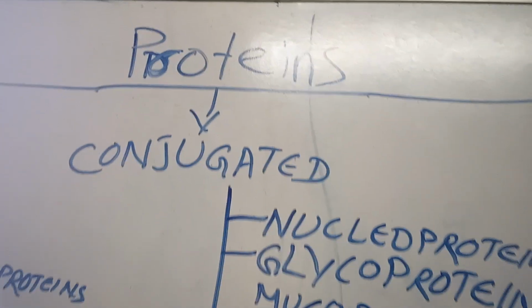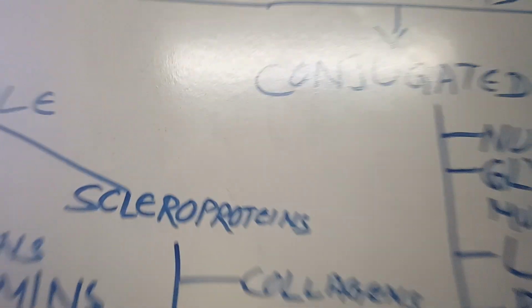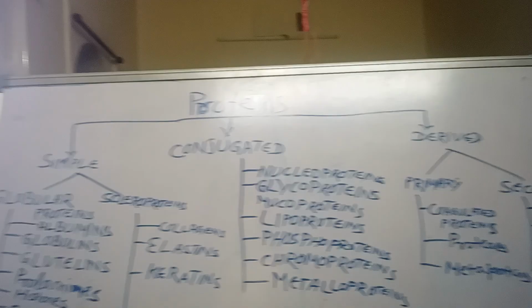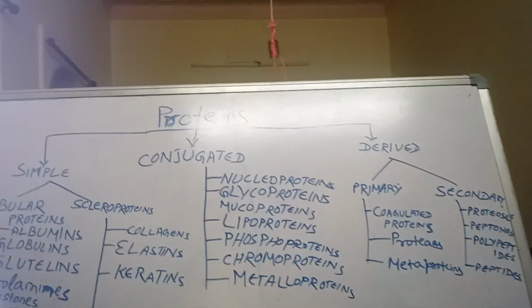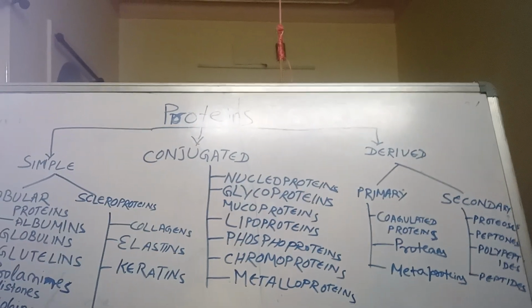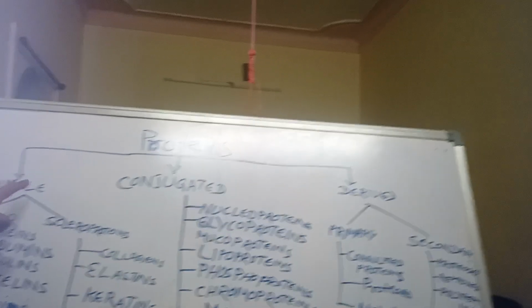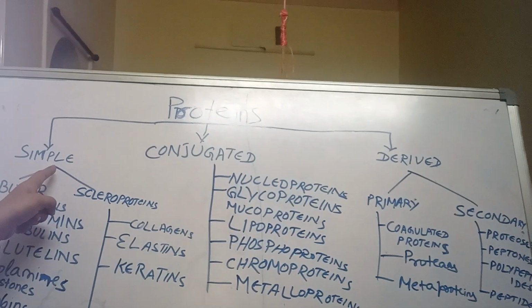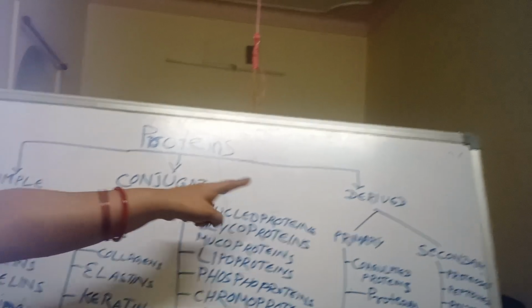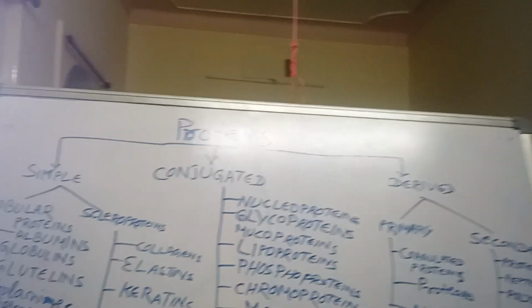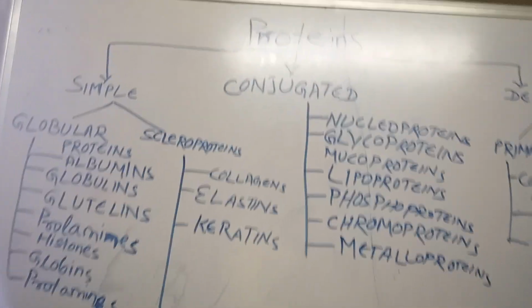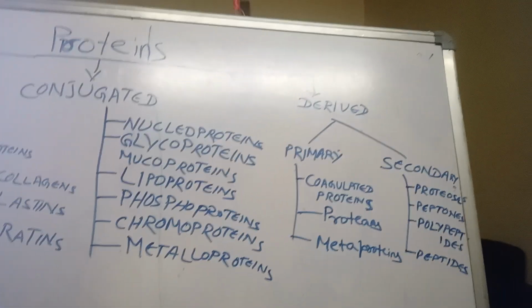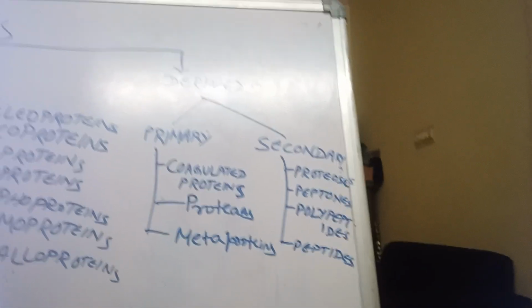See, from proteins, this is a protein, simple protein. This is the total protein structure. Proteins are divided into three parts. One is simple protein, then conjugated, and next is derived. All the classifications I have written. You can write these classifications to remember easily.